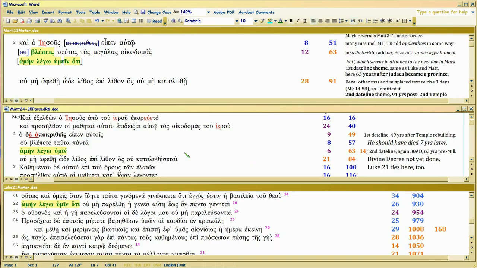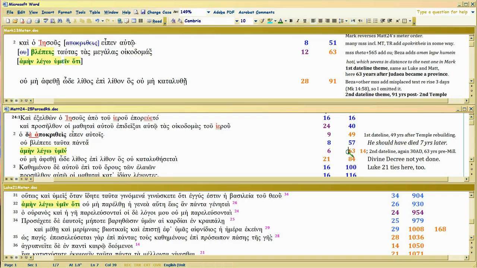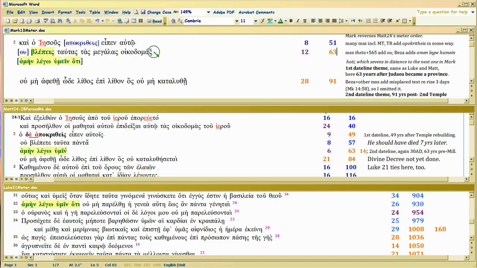In other words, these syllable counts in Matthew that we got, they're the right ones. And we know that because Mark is writing 63 years after Judea as a province in 69 AD in order to tag the 63 here in Matthew 24. It's deliberate. I don't know how else you can look at it. It's really obviously deliberate. There's a broken sentence. You see all this. Don't you see all this?